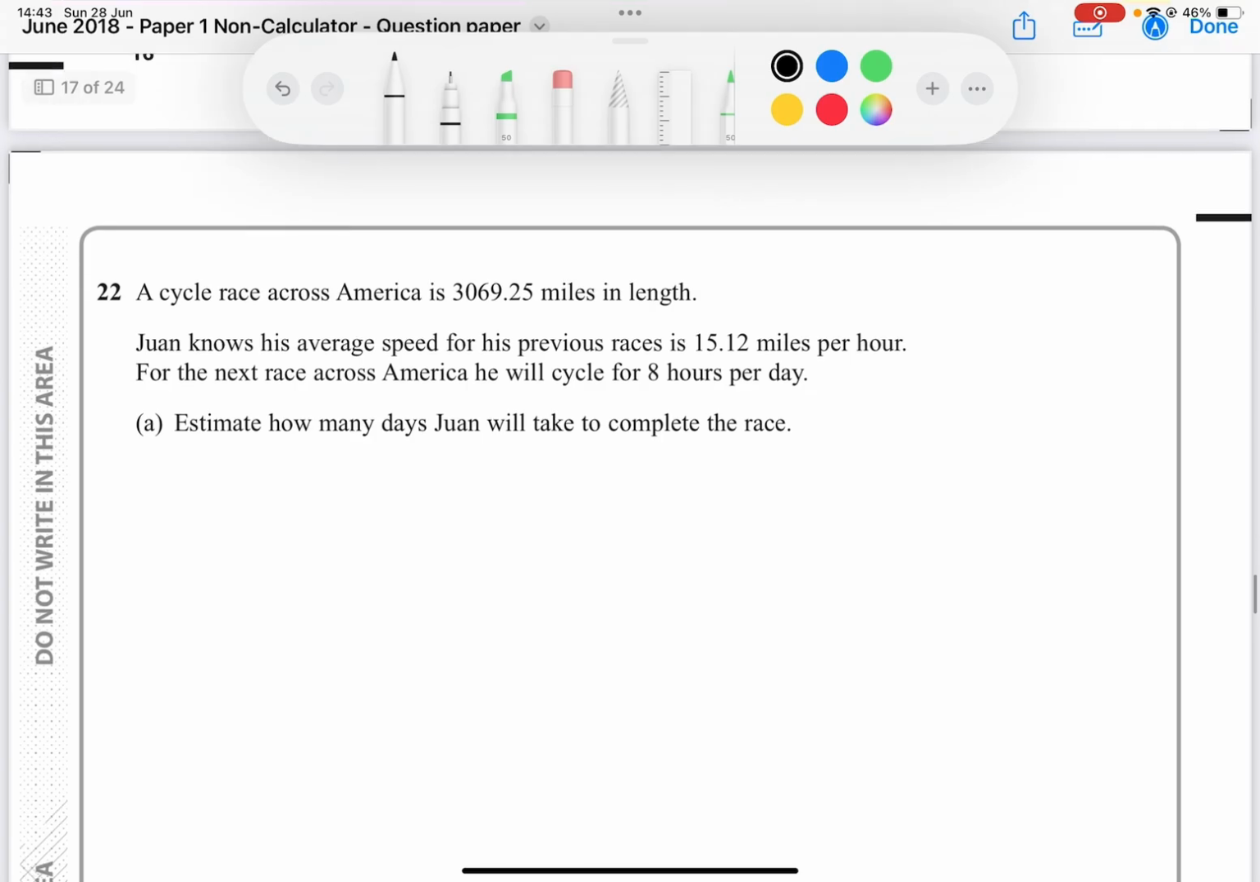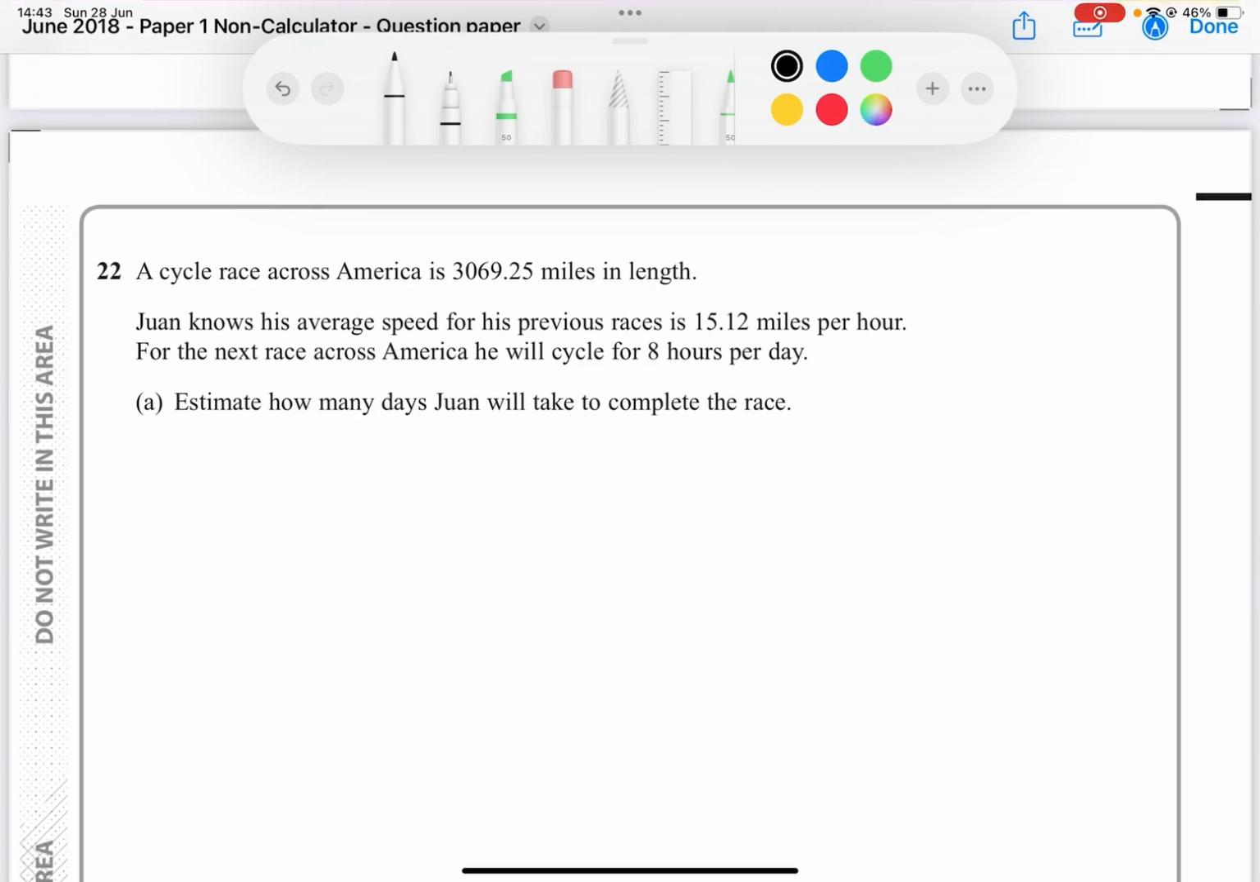Perfect. Question 2 now. It says that a cycle race across America is 3,069.25 miles in length. Juan knows his average speed for his previous races is 15.12 miles per hour. For the next race across America, he will cycle for 8 hours per day. Estimate how many days Juan will take to complete the race.